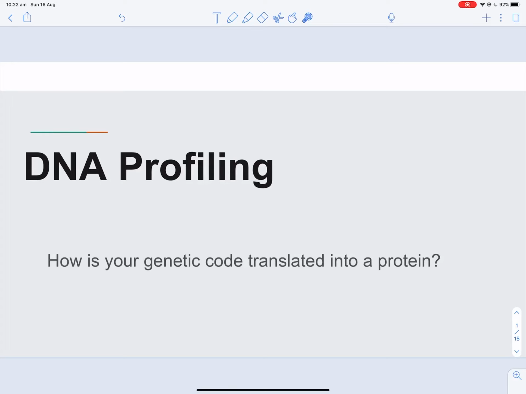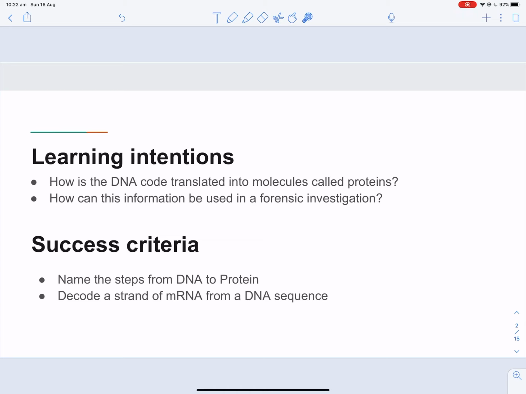Welcome everyone. This week we're having a look at DNA profiling and we're going to answer the question, how is your genetic code translated into a protein? So, how is the DNA code translated into molecules called proteins, and how can this information be used in a forensic investigation are your learning intentions for today.